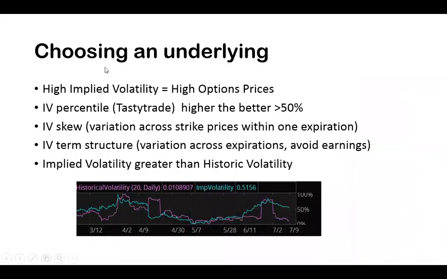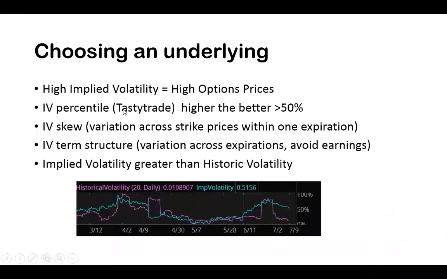So choosing an underlying. We'd like to look for high implied volatility. Now, you may not know what that is if you haven't been following options very long, but volatility equates to high option prices. You might also think of it as demand for the options. An unknown stock that's very thinly traded might have very little demand for its options, whereas a stock like Facebook, Amazon, Starbucks, a lot of people are trading these stocks, and so there's more volatility in them, and also uncertainty generates higher volatility.